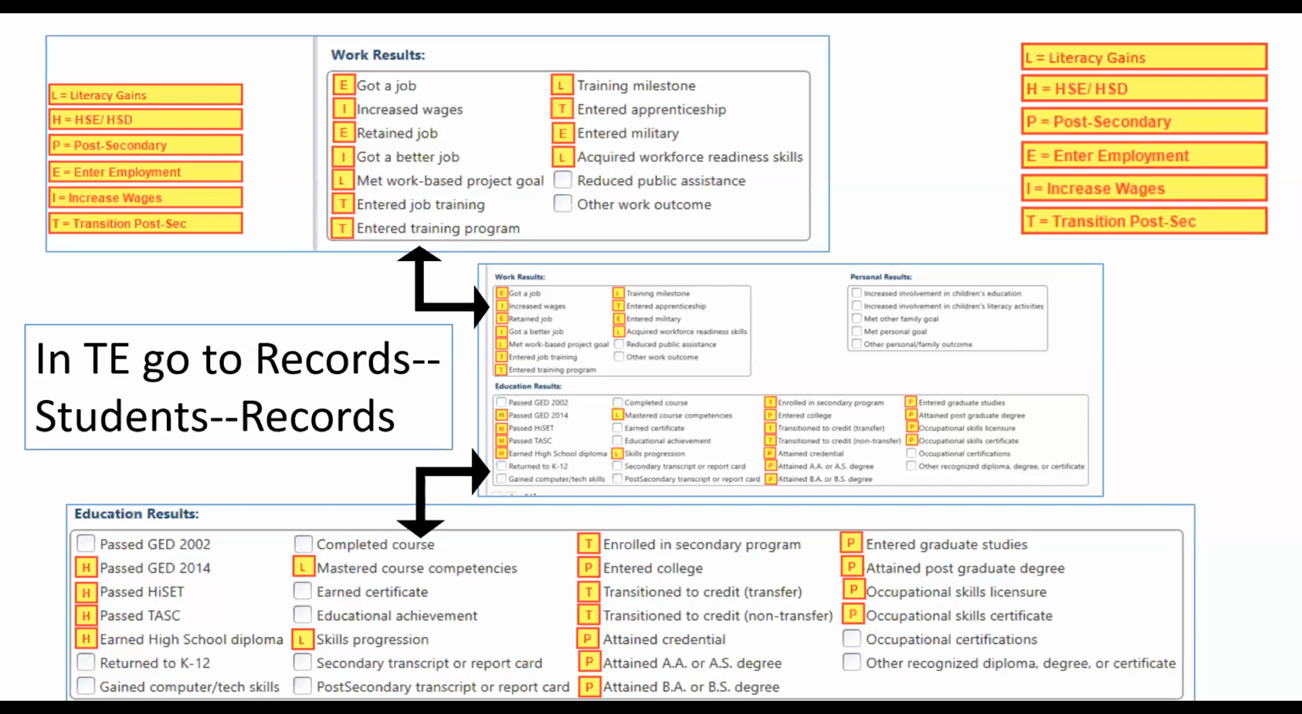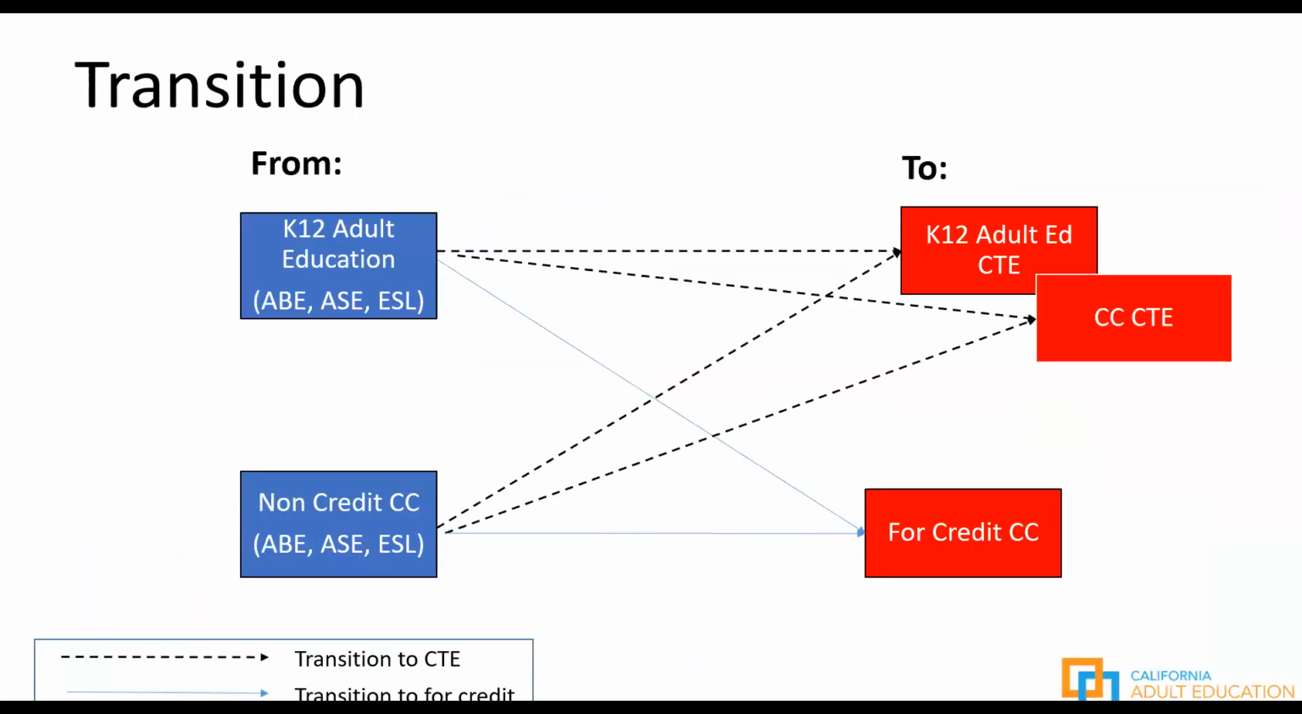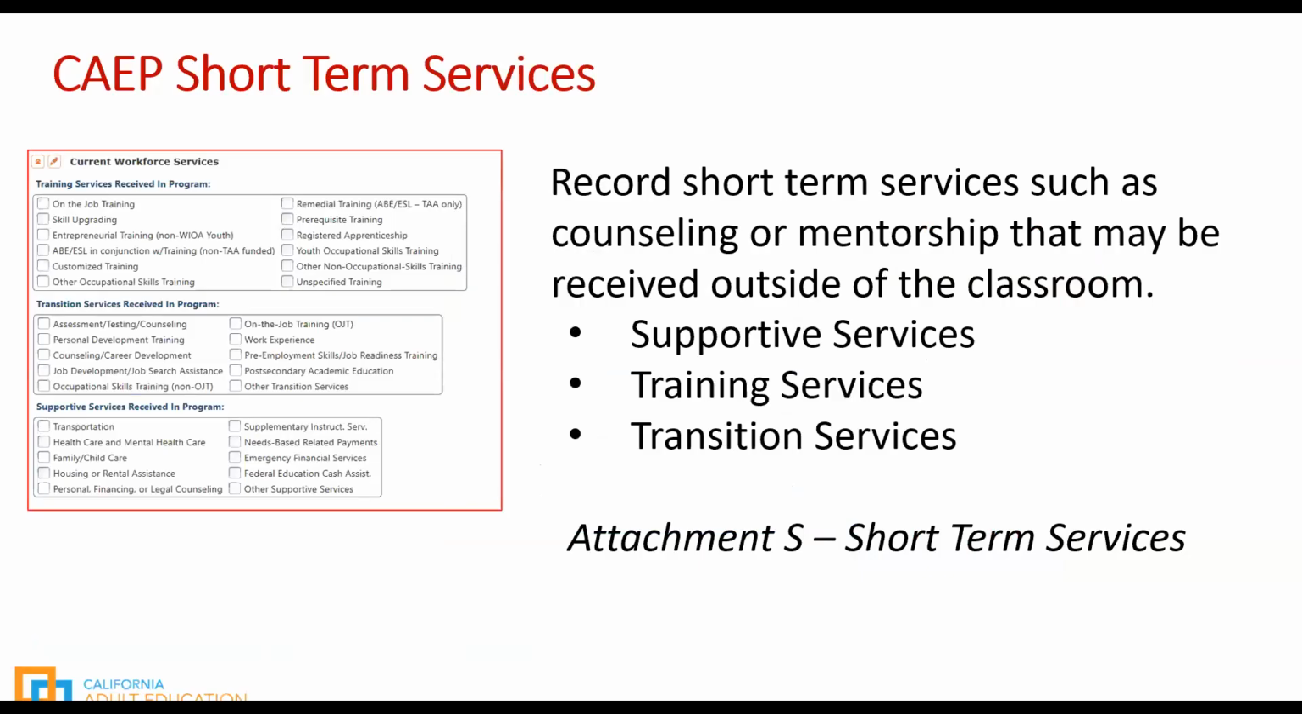And then let me go ahead and go to the next slide over here. So transition. So you basically have K-12 education, which is ABE, ASC, ESL, and those would have the choice of going to K-12, or you can have your non-credit CC, which is ABE, ASC, ESL, and those would go to for credit college, right? So I'm going to go ahead and go to the next screen over here.